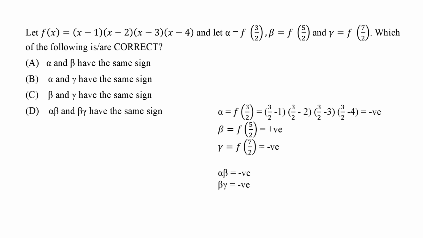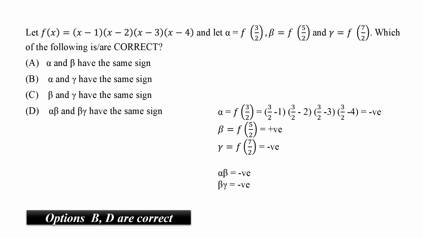So for alpha, when we put the value of 3 by 2, it comes out to be negative. For beta and for gamma, it is positive and negative respectively. So when we multiply alpha and beta, negative into positive is again negative. Beta gamma, positive into negative is again negative. So option B and D are correct. That means alpha and gamma have same signs, and alpha beta and beta gamma also have the same sign.